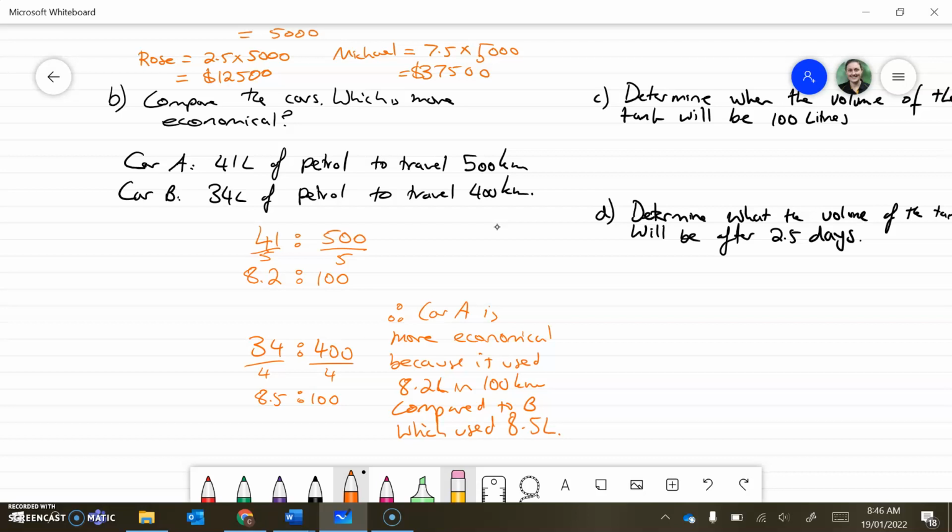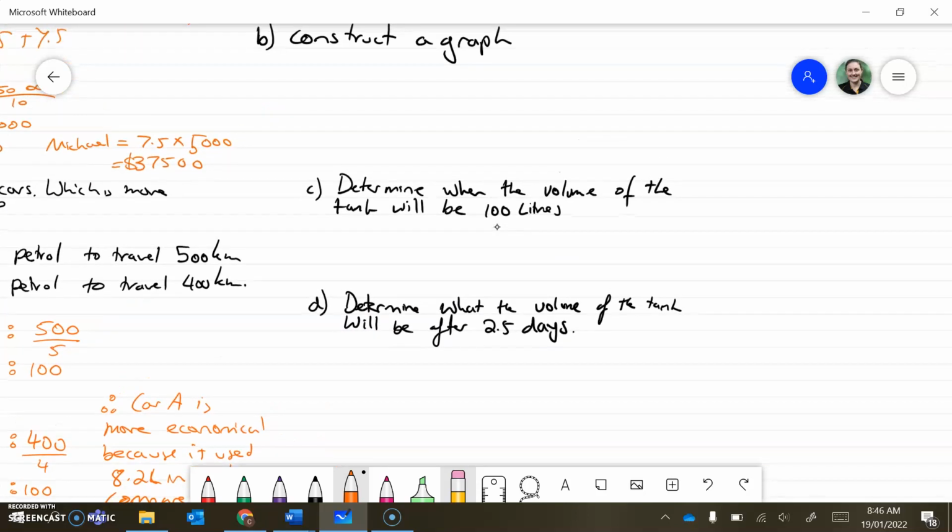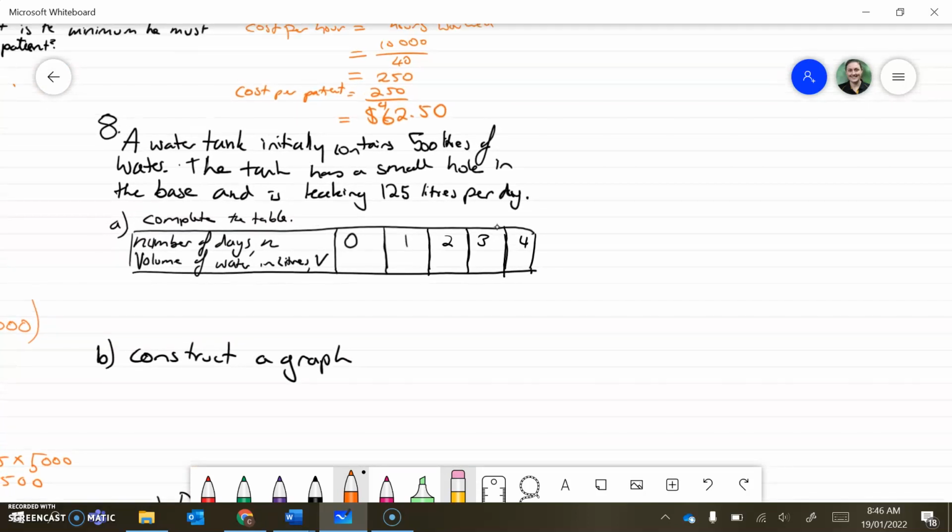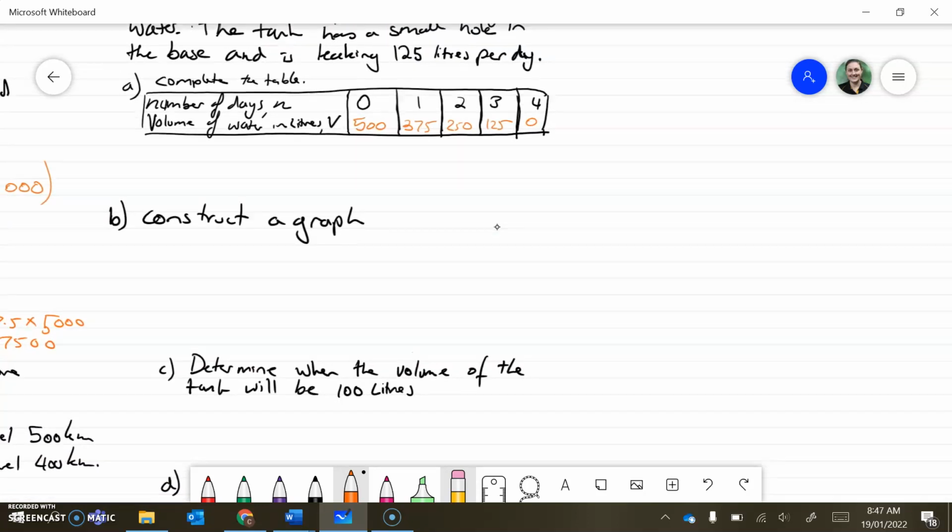Okay, and our last example here, we've got a table of values and we want to complete this. So it says that a tank initially contains 500 litres. That means on day 0, it's got 500 litres. It's got a small hole in that tank and it's leaking 125 litres per day. So each day it goes down by 125. So if I want to fill in this table, it's 500 minus 125 minus 125 minus 125 to get to our solution. Now we want to construct a graph, so we need to use our ruler.